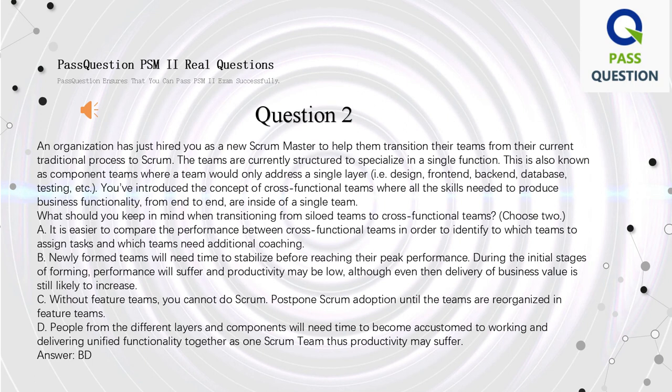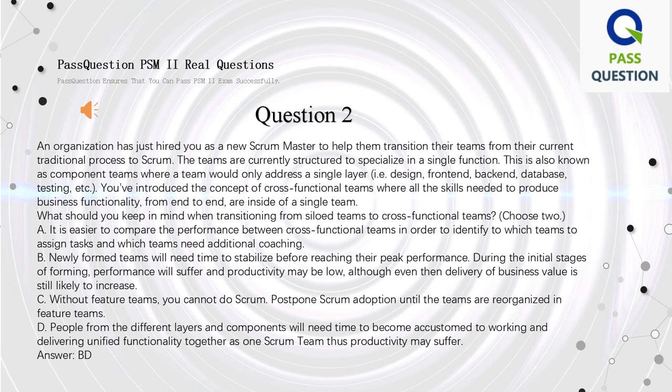You've introduced the concept of cross-functional teams, where all the skills needed to produce business functionality, from end to end, are inside of a single team. What should you keep in mind when transitioning from siloed teams to cross-functional teams? Choose 2. A. It is easier to compare the performance between cross-functional teams in order to identify to which teams to assign tasks and which teams need additional coaching.